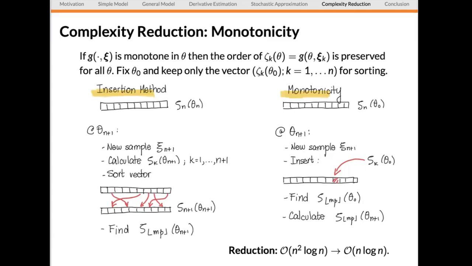So we keep a vector which is evaluated at just one fixed value of theta. When we get a new observation, we insert it where it should go for that value of theta. But we only need the pth number, and that pth number is obtained from theta 0. So we need only to calculate the new value at theta n plus 1, only this one. So there is a tremendous amount of complexity reduction when we can do it this way.